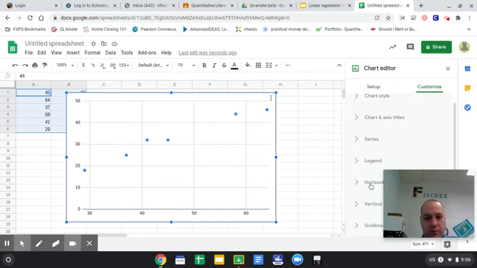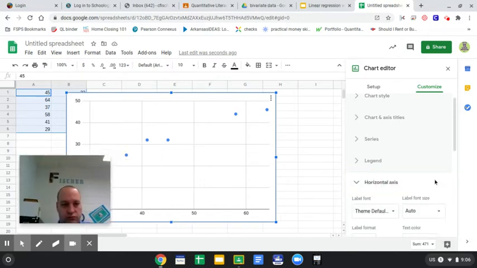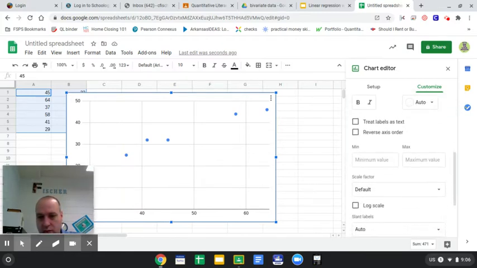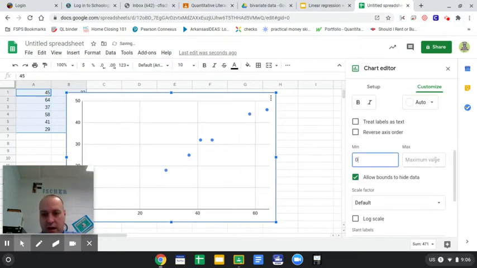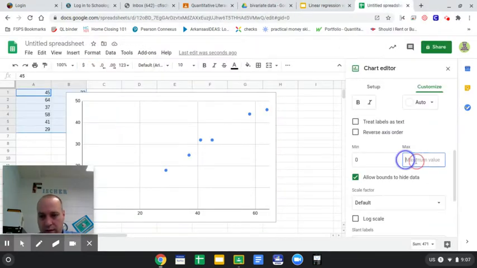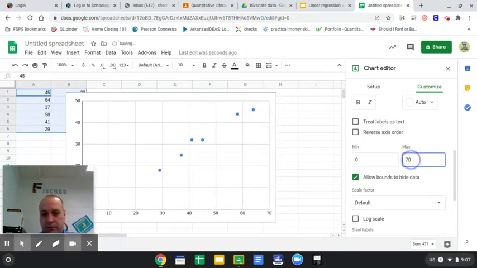That way we're not making a misleading graph. And I'm going to click the horizontal axis over here, and go right here for the minimum value. I want to put 0, and the maximum value. What was the maximum value? 64, so let's go to 70. And it makes the scatter plot look more spaced out, right?